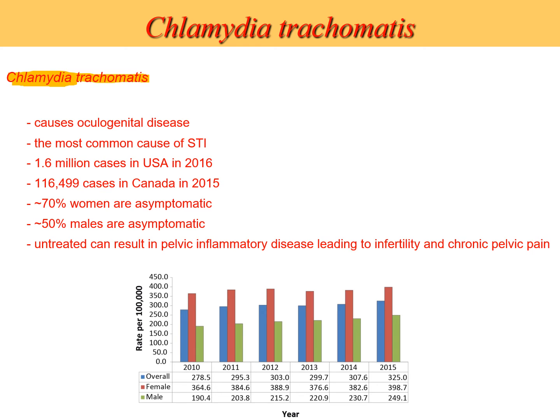Chlamydia trachomatis, and I've spoken about chlamydia trachomatis when we talked about diseases of the eye. It causes eye infections. So it is the cause of oculo, meaning eye, and genital disease, an important cause of sexually transmitted infections. 1.6 million cases in the United States in 2016, and over 100,000 cases in Canada in 2015. 70% of women are asymptomatic.